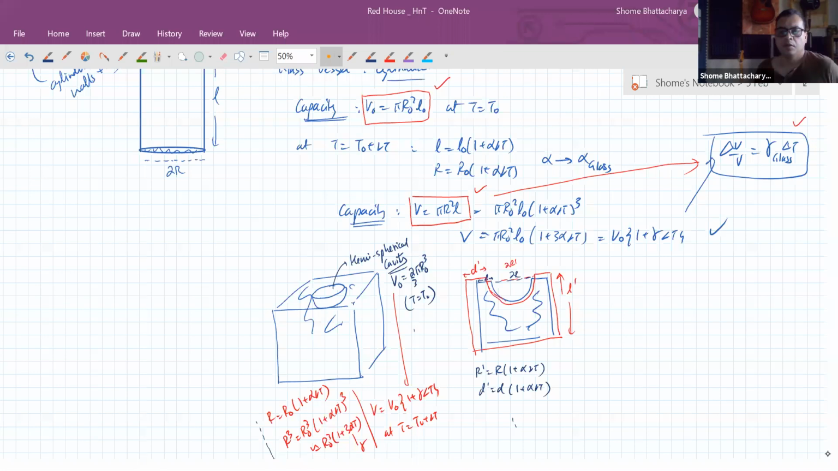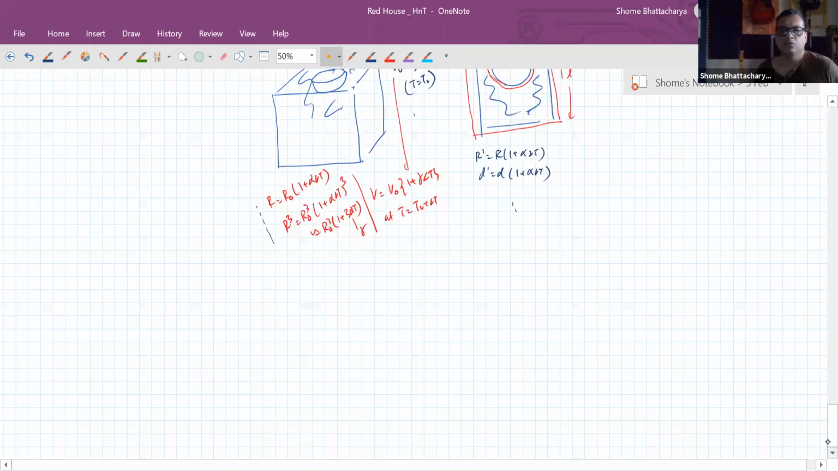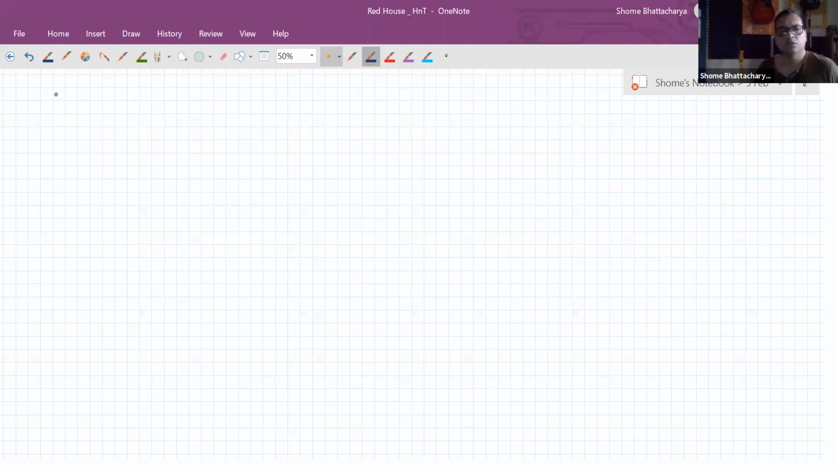Okay, very good. So based on this, we have one more formula, which is the formula for the apparent versus real.